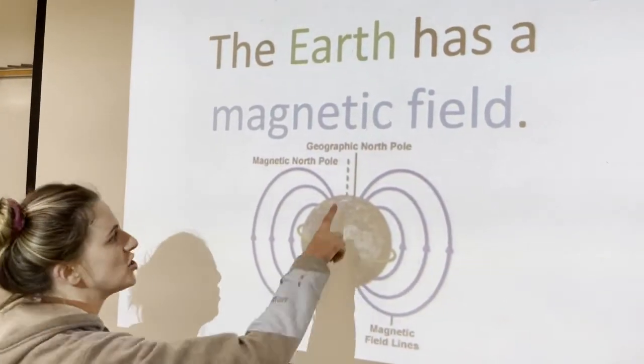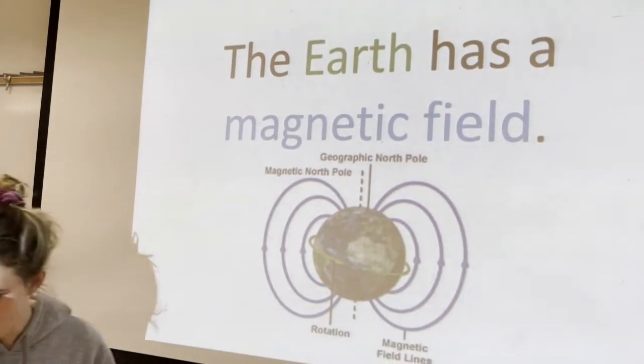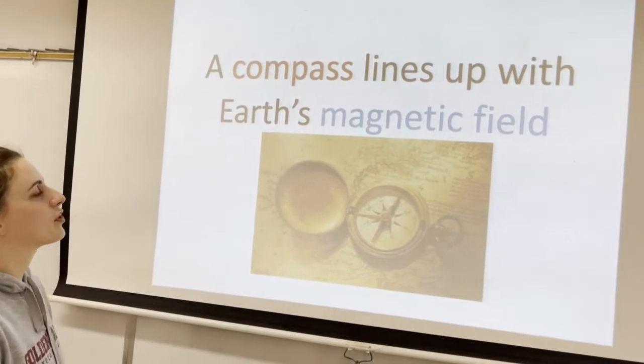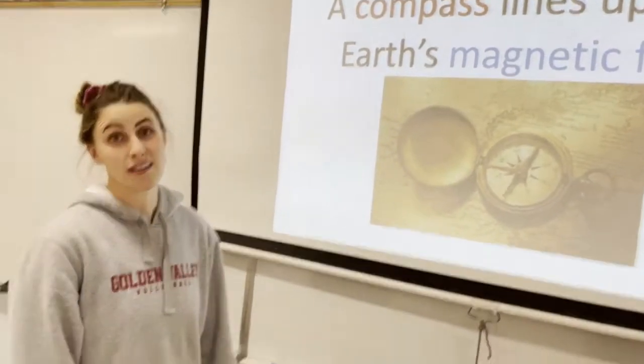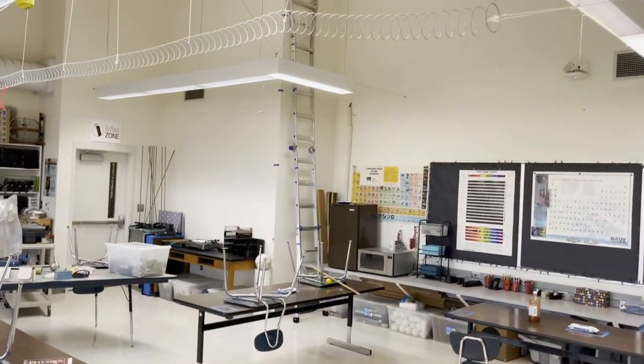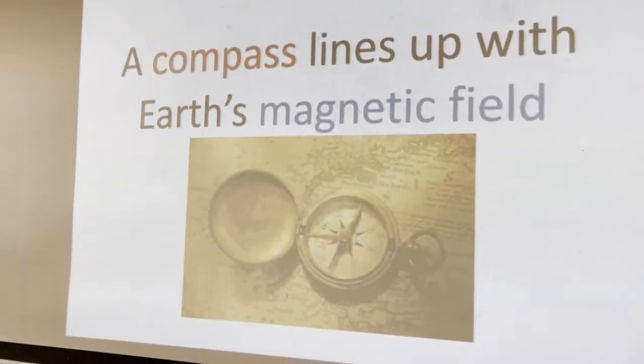So it says geographical North Pole. Okay, a compass lines up with Earth's magnetic field. We just said that, right? So that's this. Also the bar magnet that you can kind of see in the back. Okay, a compass lines up with the Earth's magnetic field.